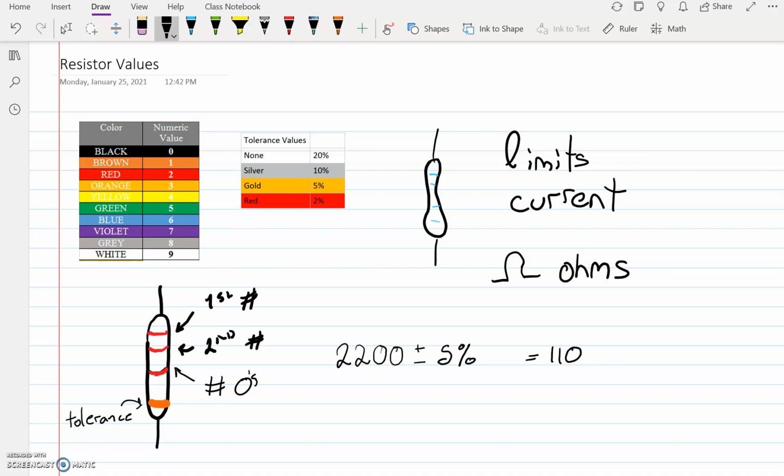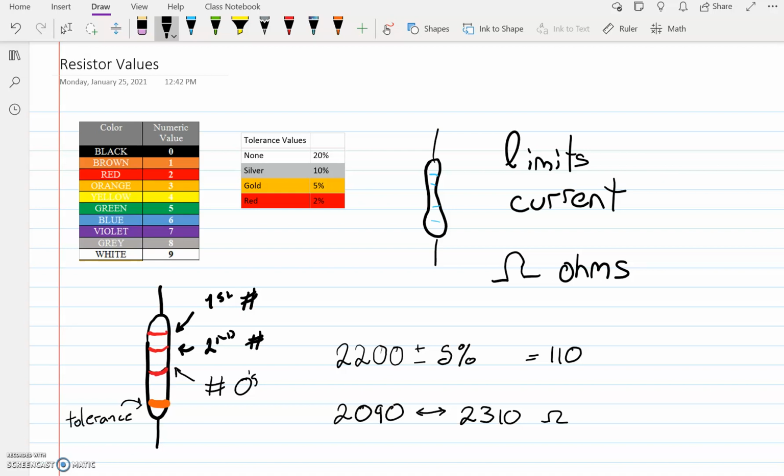So, you know that the value of the resistor is either side of 2,200 ohms. First, you take 110 away from 2,200, which will leave you with 2,090, and then add it on to get 2,310 ohms. That is the range of values for that resistor.